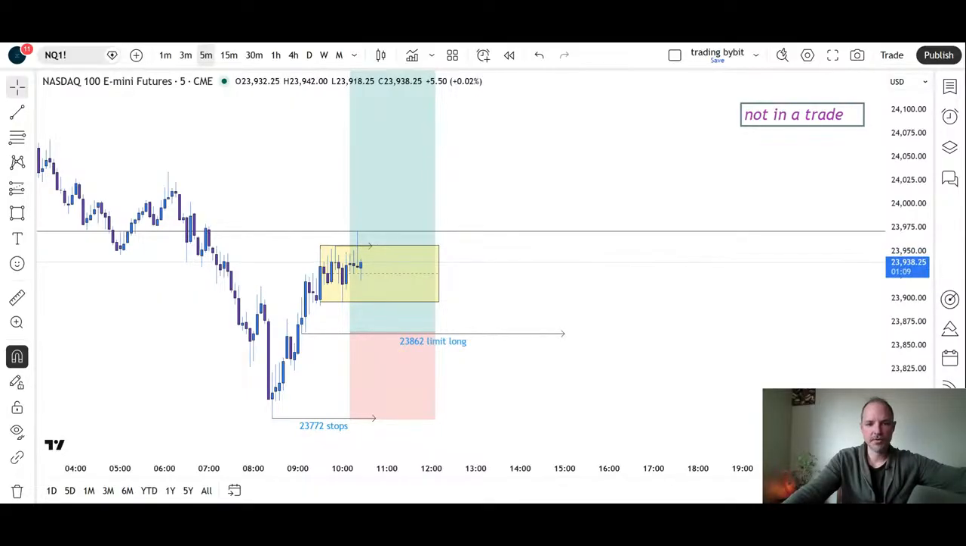So just be patient. We had a 3 minute, small 3 minute shift in structure. So there is a huge possibility that we go down.